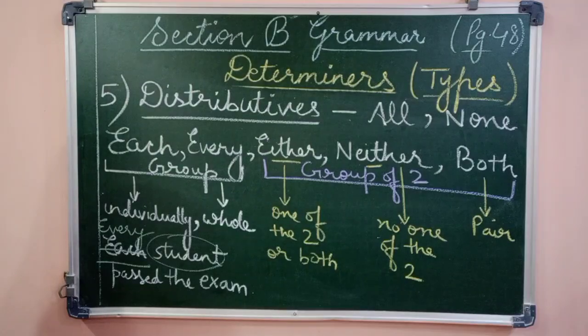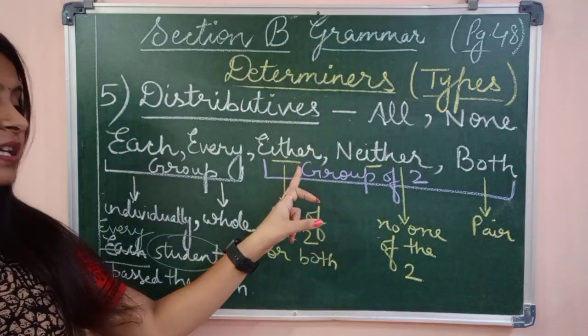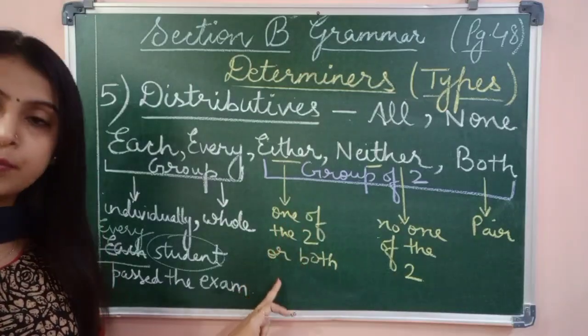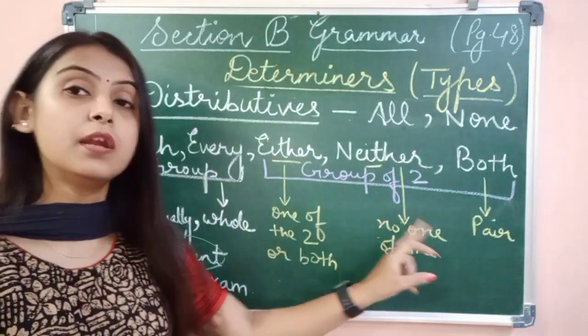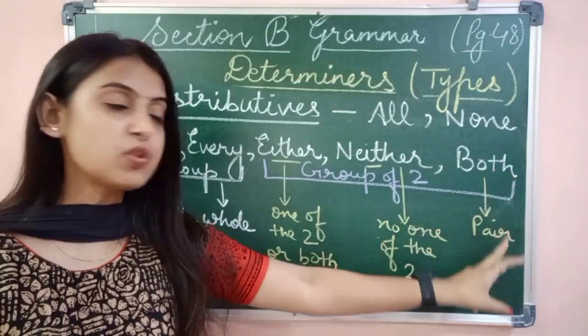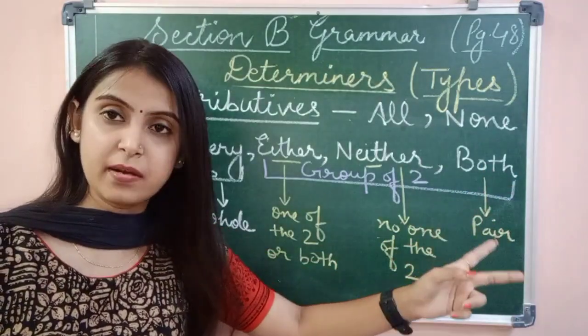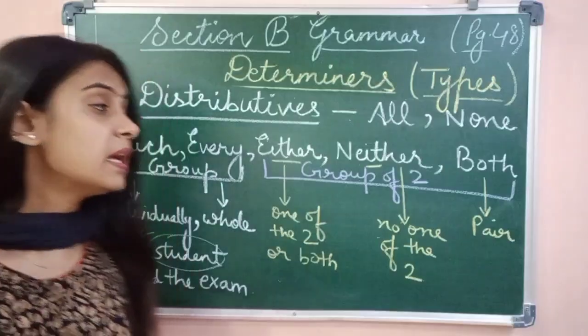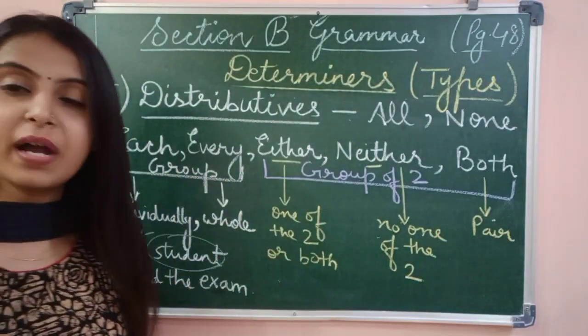I hope it is clear to you. Either means one of the two or both of them. Neither means nobody of them, and both means both of them, the complete pair. Please go through this video again.